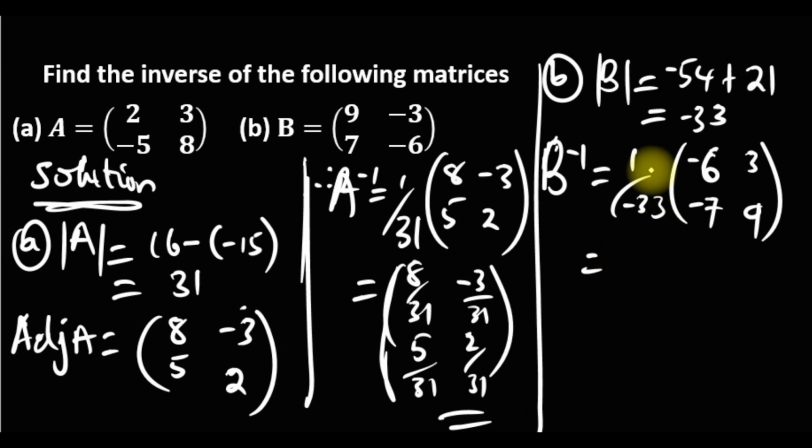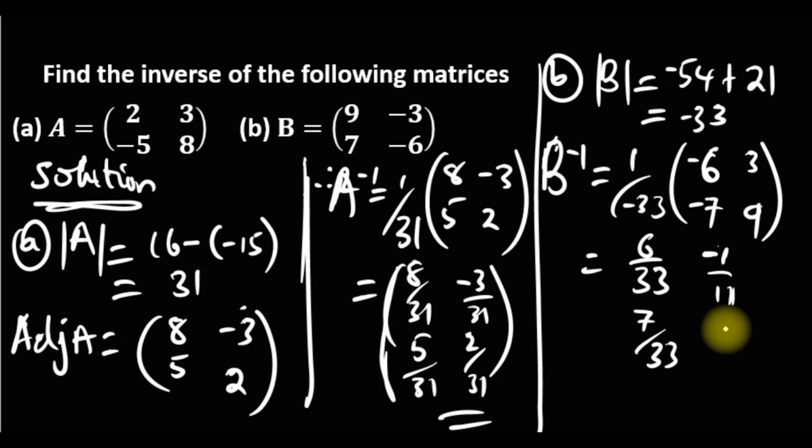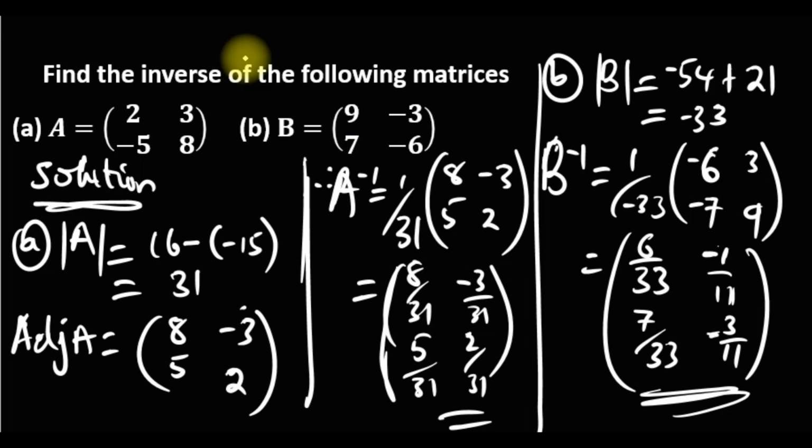So let's open this up. This times that is 6 over 33. This times that is minus 1 over 11, yes, 3 in that is 11. So minus 1 over 11. This times that is 7 over 33. And that, 3 in that is 11. So we have minus 3 over 11. So that's our inverse. The inverse of a 2 by 2 matrix is very easy to calculate. So let's go over to 3 by 3 matrix.